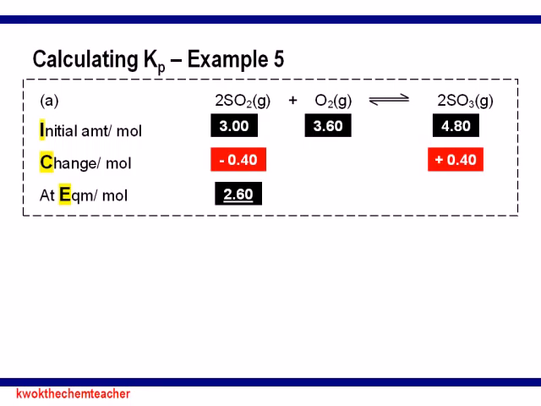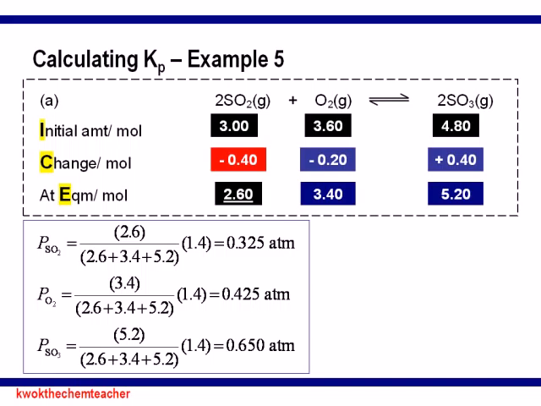Because sulfur dioxide and sulfur trioxide are in a 1:1 mole ratio, you would have gained 0.4 moles of sulfur trioxide. Since the mole ratio of sulfur dioxide and oxygen is 2:1, you would have lost 0.2 moles of oxygen through the reaction. Hence, at equilibrium, you would have 3.40 moles of oxygen, and 5.20 moles of sulfur trioxide.